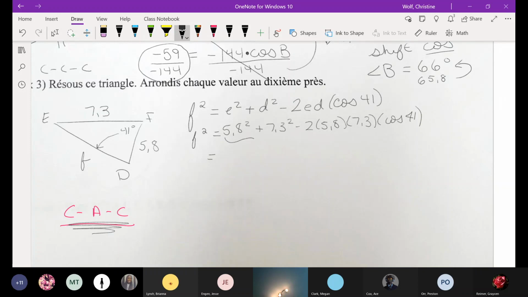OK, so moi, j'allais faire ceci dans une étape. So 5.8 au carré additionné à 7.3 au carré égale 86.93. This is the easier version, I think, when you're looking for a side. Parce que maintenant, je juste multiplie tout ça ensemble. So 41 cos égale, and then fois 7.3, fois 5.8, fois 2, et j'ai reçu 63.9088.